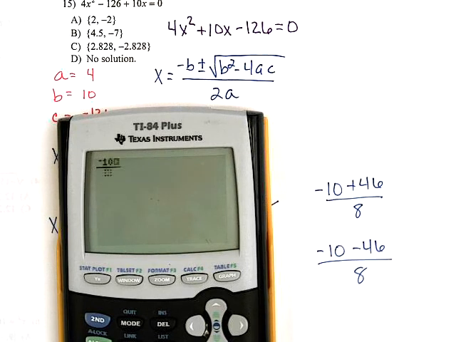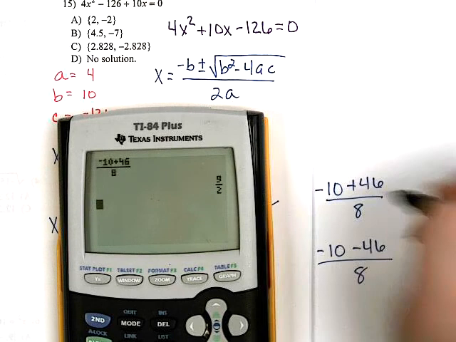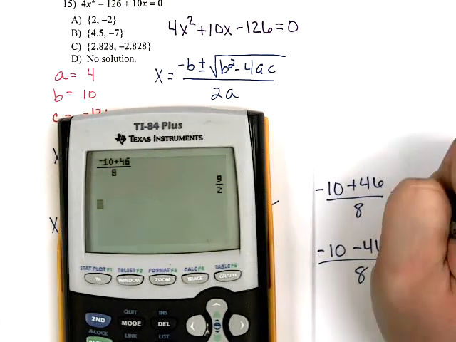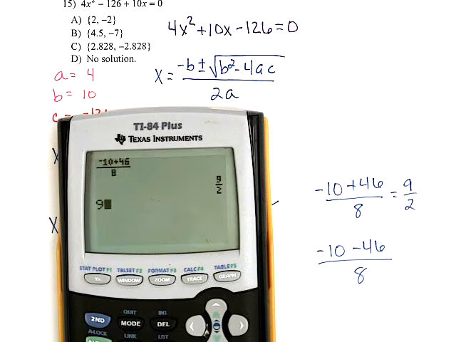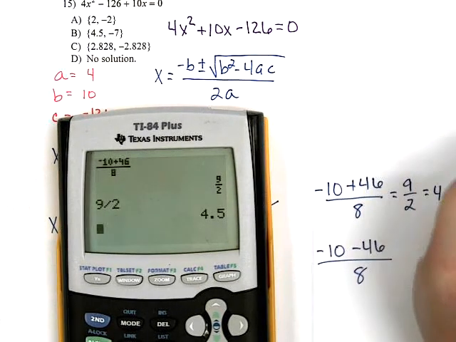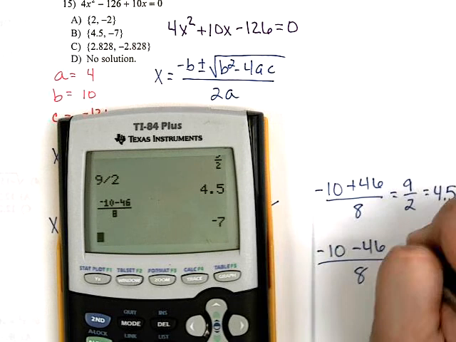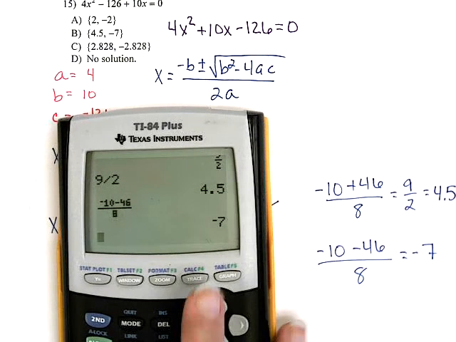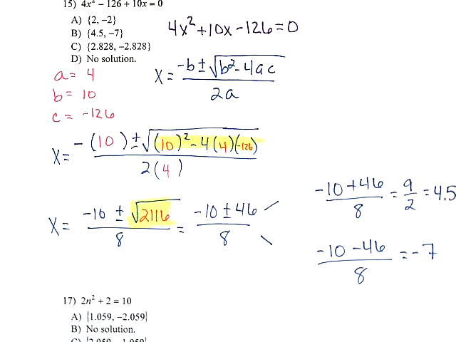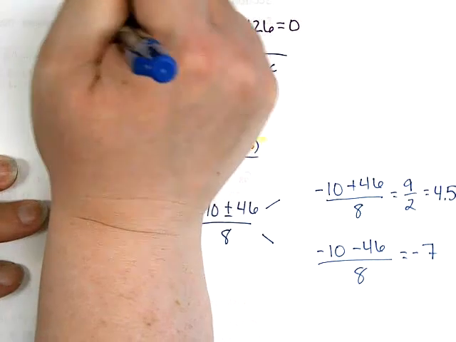Okay, negative 10 plus 46 over 8. And we get 9 over 2. So if I want that as a fraction or as a decimal, I can just do 9 divided by 2. And I get 4.5. And then I'm going to do the other one. Alpha y equals negative 10 minus 46 and then all over 8. And we get negative 7. So those are our two solutions, and if we look, that is answer choice B.